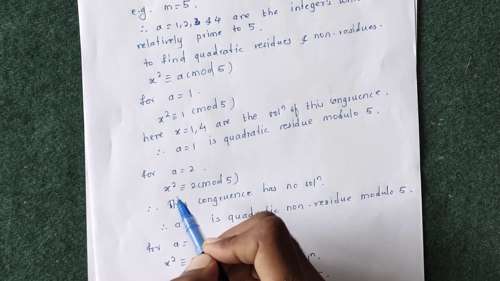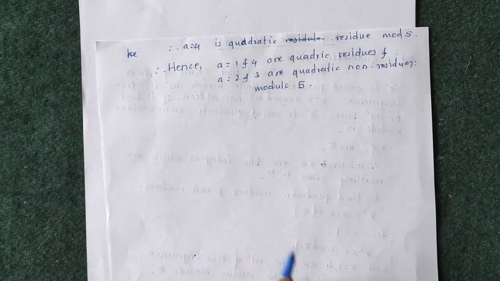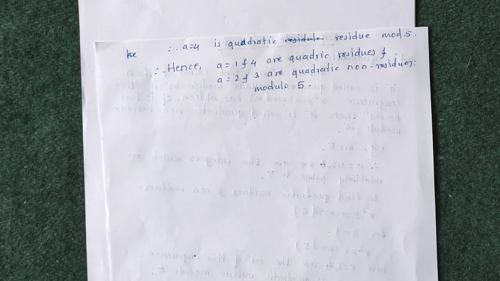Similarly, for a equals 2, 3 and 4 we have checked, and from that we get a equals 1 and 4 are quadratic residues and 2 and 3 are quadratic non-residues.